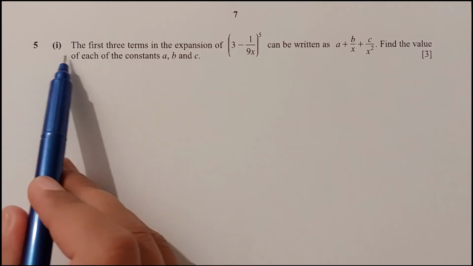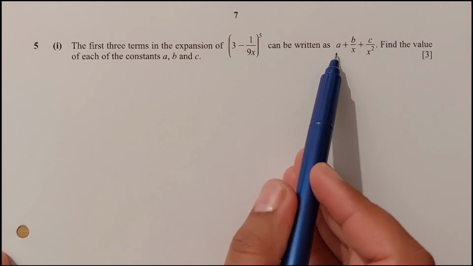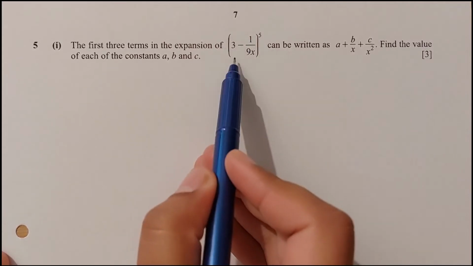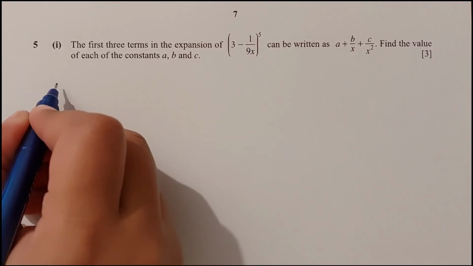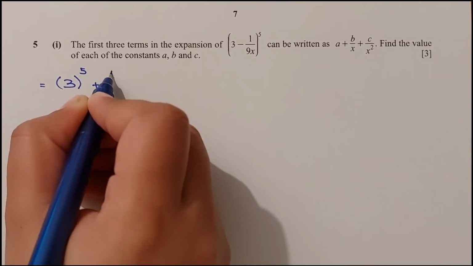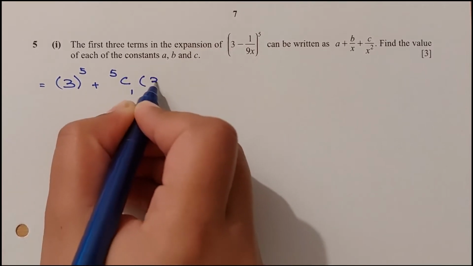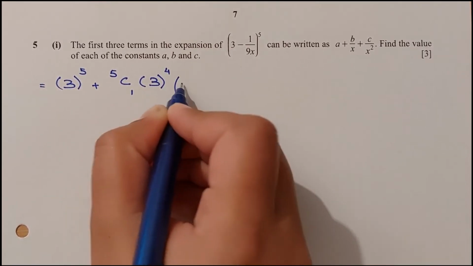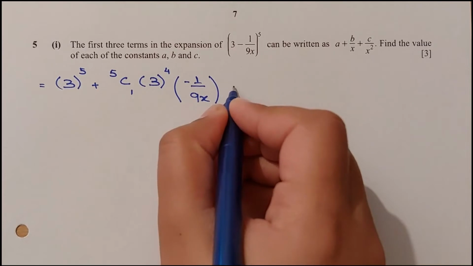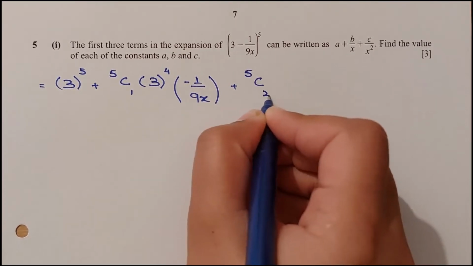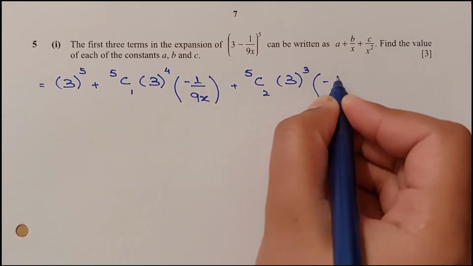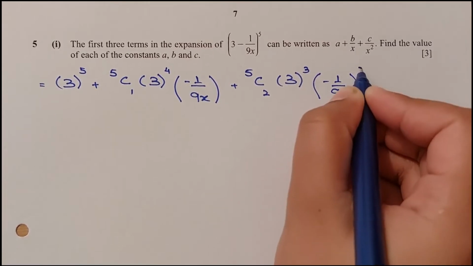Question number 5, part 1. The first 3 terms in the expansion of this can be written as this. Find the values of each of the constants a, b, and c. So we have to open this by using the binomial expansion formula. So we can say the first term power 5, plus 5c1, the first term power reducing by 1, that is 4, and the second term power is 1. The first 3 terms we have to find. The first term, second term, and the third term is 5c2, 3 power is 5, 4, and now it's 3, and minus 1 over 9x. Its power is 2, right?